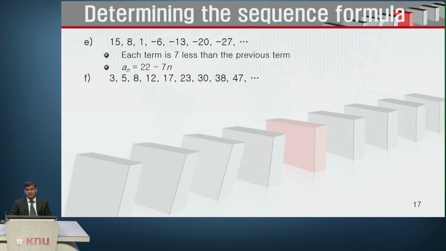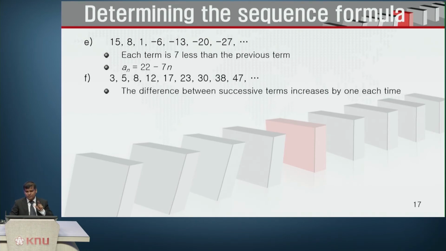Here 3, 5, 8, 12, 17, 23. How about this sequence? Did you find some relation that you can develop the formula from? The difference between successive terms increases by 1 each time. So you can see the differences there. 3, then you have 5, so the difference is 2. Then you have 8, so the difference is 3. Yeah, so you can see that we have a sequence where A sub 1 is 3 and A sub n is A sub n minus 1 plus n.